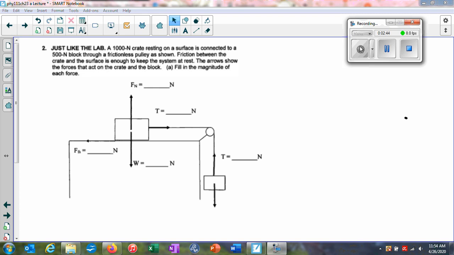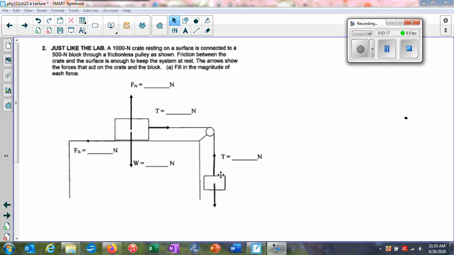All right, for this one, just like the lab, a 1,000 newton crate is resting on a surface. It is connected to a 500 newton block through a frictionless pulley as shown. Friction between the crate and the surface is enough to keep the system at rest. So we have a very important piece of information right there. That tells me that the vector sum of these forces is going to equal, I hope you have filled in and said 0 newtons.